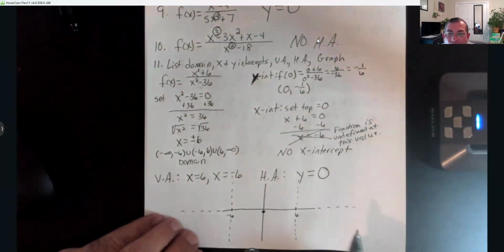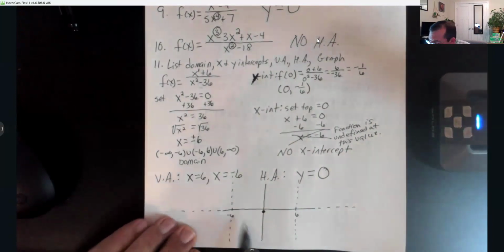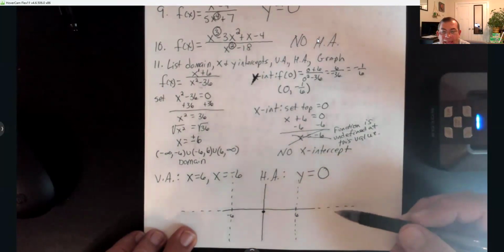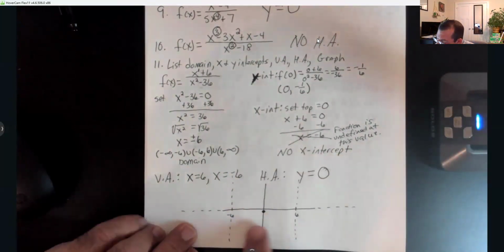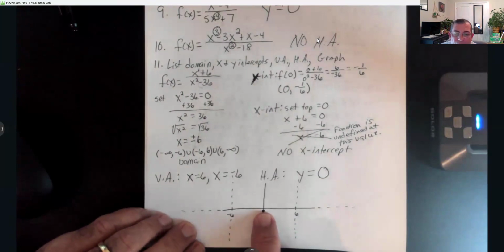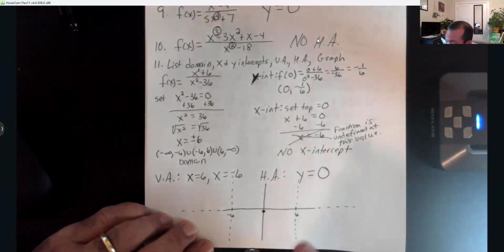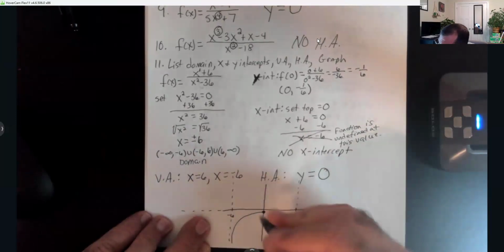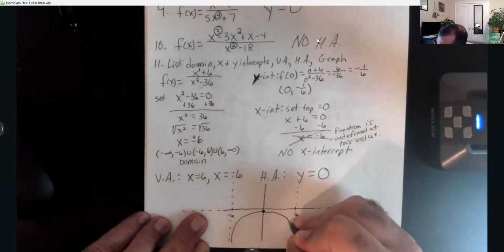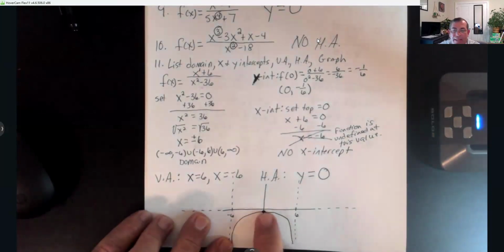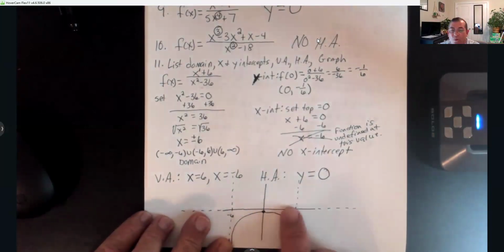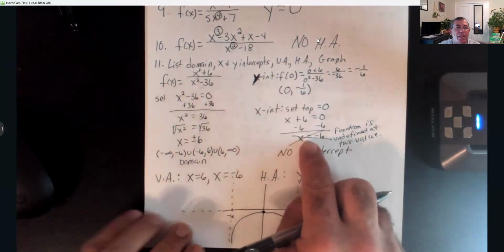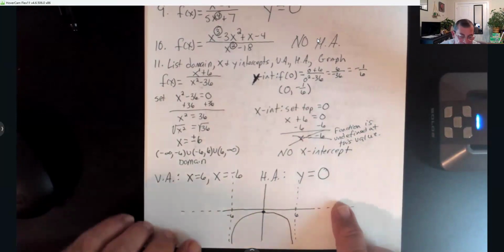Now, we said there was no x-intercepts. So our graph does not cross over the x-axis. So y'all, I know what's going to happen here then. Because if this cannot cross over the x-axis, both sides of this have no choice but to go down, right? They both got to go down. They can't go up because there's no x-intercept. We said there was none. So that means it's not crossing the x-axis.